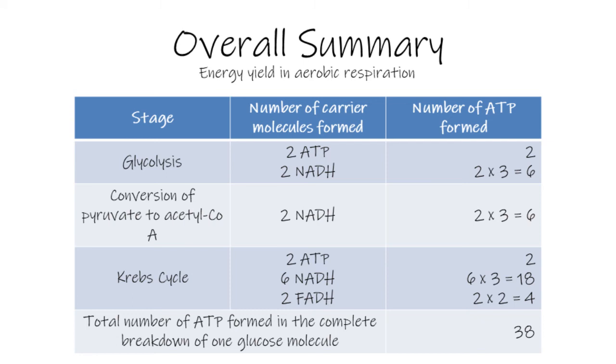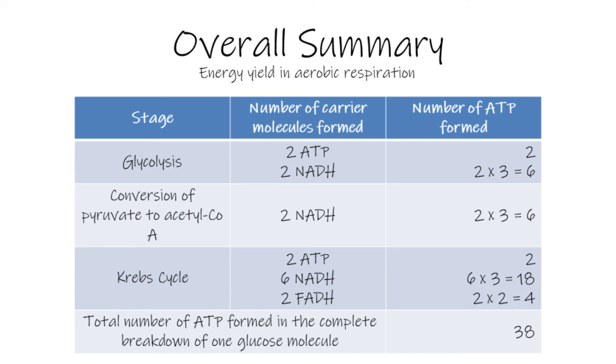In glycolysis, 2 ATP and 2 NADH are formed. Therefore, the total ATP formed in glycolysis will be 2 directly from ATP and 6 ATP from 2 NADHs. Therefore, glycolysis in total gives 8 ATPs. During the conversion of pyruvate to acetyl-CoA, 2 NADHs are formed. Therefore, in the end, 6 ATPs will be formed.